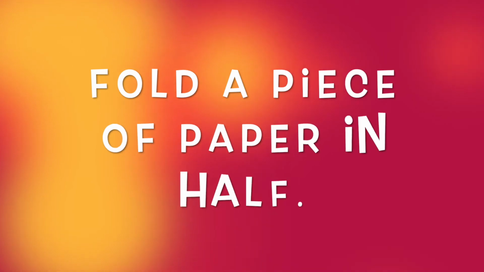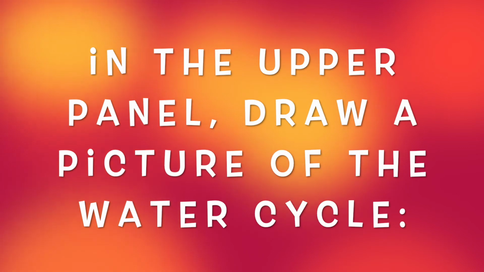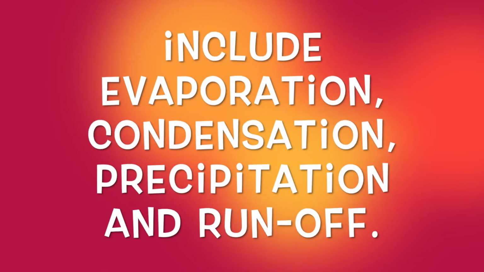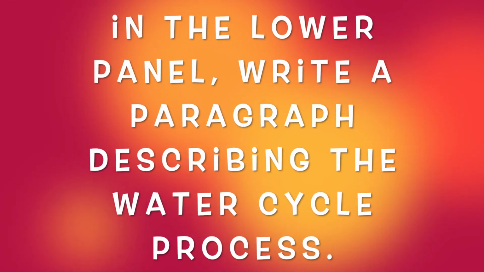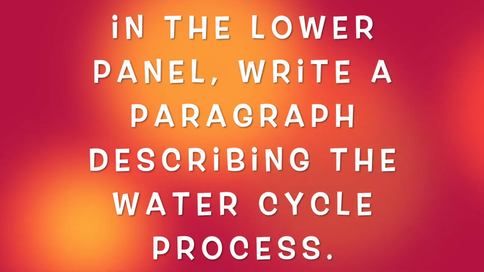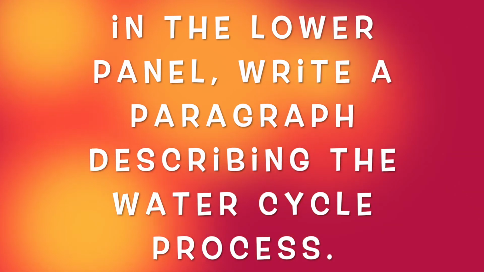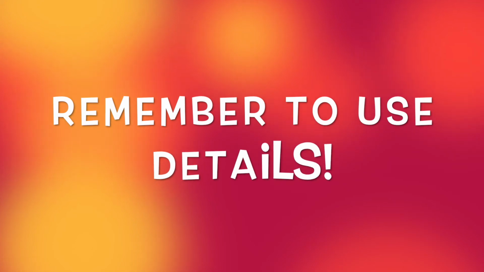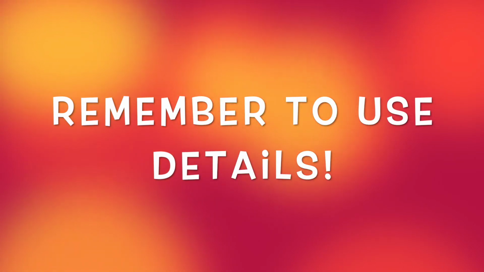It's time for today's journal prompt. I want you to fold a piece of paper in half. In the upper panel, draw a picture of the water cycle. Include evaporation, condensation, precipitation, and runoff. And in the lower panel, write a paragraph describing in detail the water cycle process. Make sure to include evaporation, condensation, precipitation, and runoff. And remember, use details.